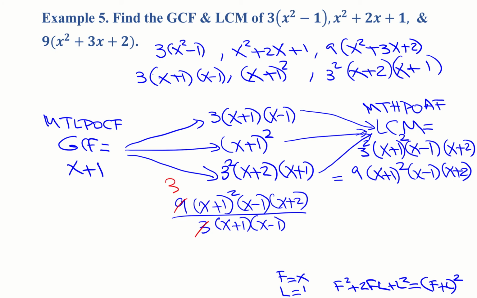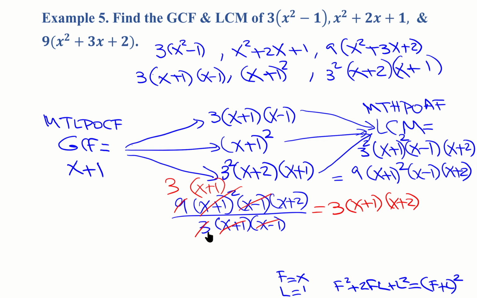3 goes into 9 3 times. x plus 1 goes into itself once, and into (x plus 1) squared, x plus 1 times. And x minus 1 cancels out completely, and we end up with 3 times (x plus 1) times (x plus 2). The point is, we don't get any fractions or anything like that.